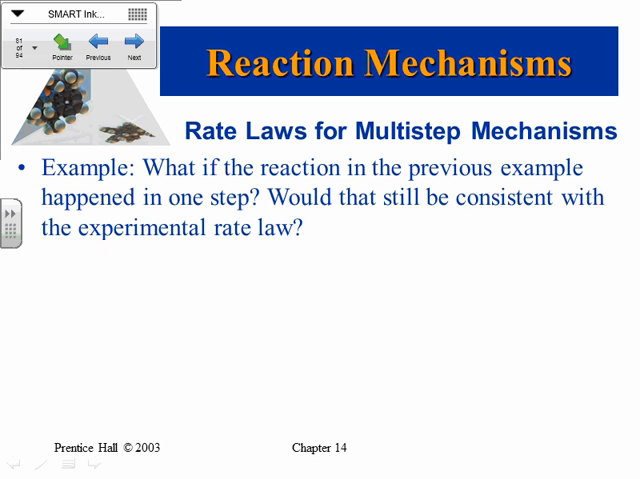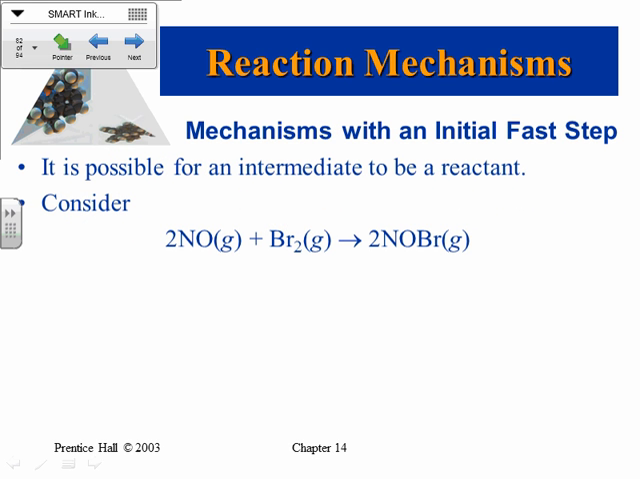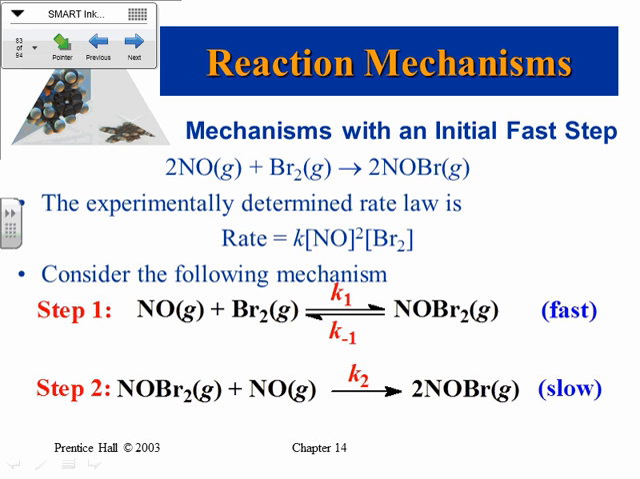All right, what if the reaction in the previous example happened in one step? Would that still be consistent with the experimental rate law? We already talked about that, so I'm going to move on. Okay, here's where it gets a little bit weird. It's possible for an intermediate to be a reactant. So consider this reaction, okay? The experimentally determined rate law for this overall reaction right here is K times NO2 squared times Br2, okay?